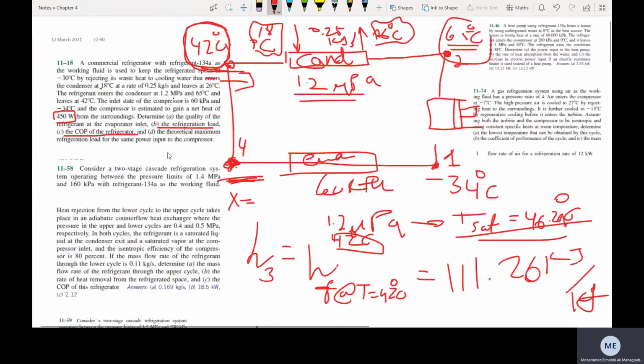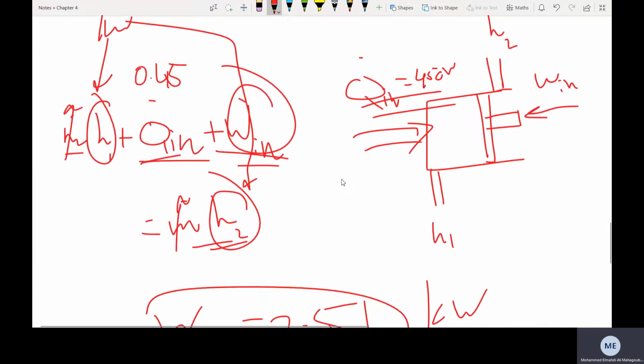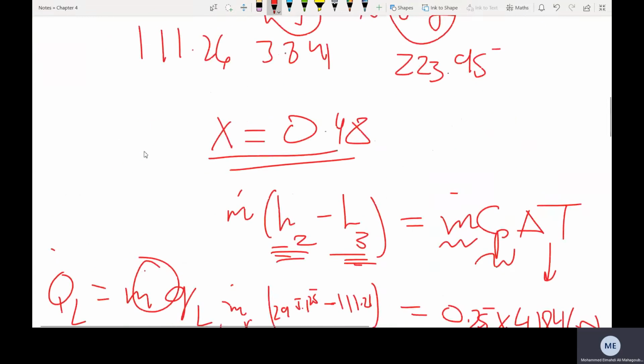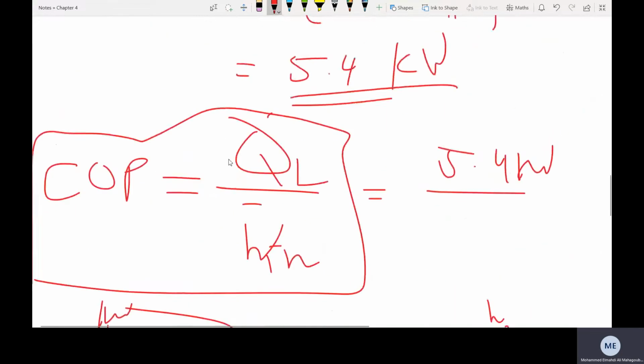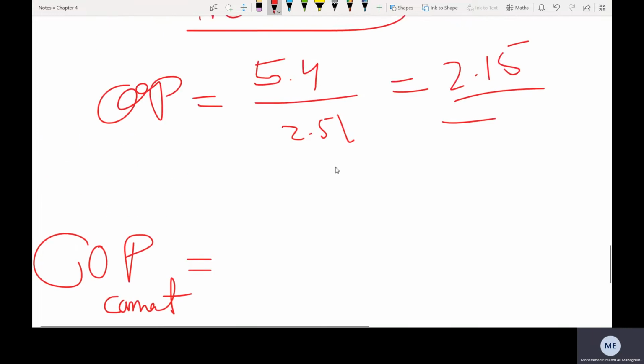The last thing is: what is the theoretical maximum refrigeration load for the same power input to the compressor? So use this exact same power input, with that heat gain, and give me the QL. This theoretical value, the maximum I can get, means I have to calculate the COP of a Carnot cycle. What is the COP of a Carnot cycle?